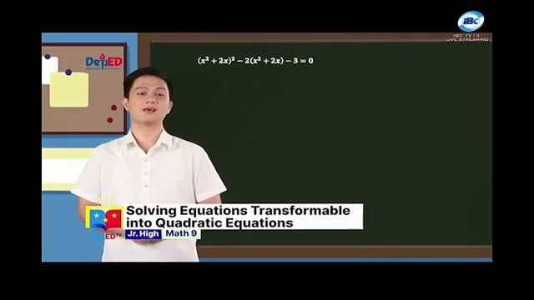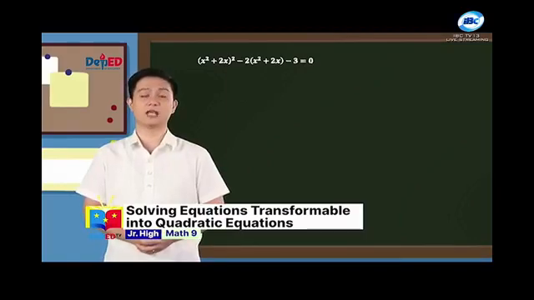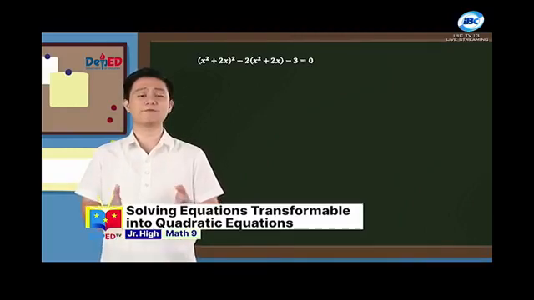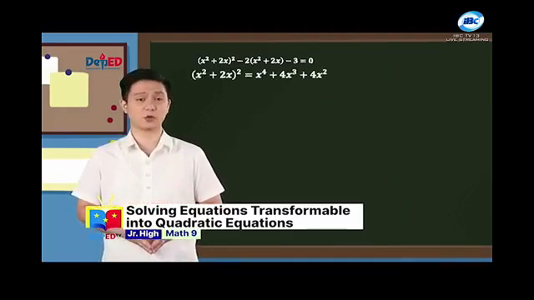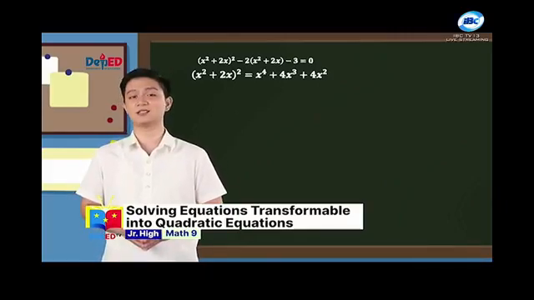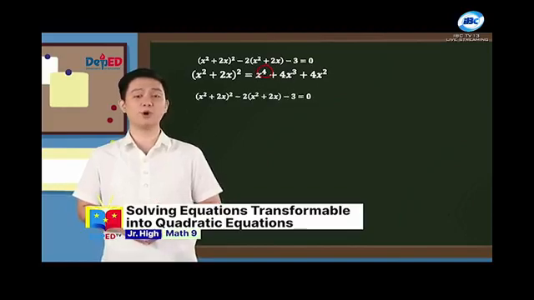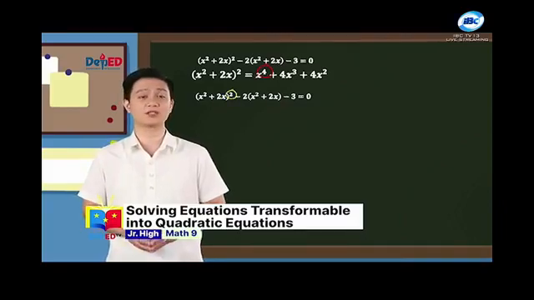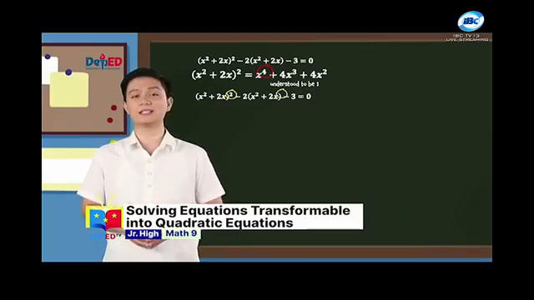We have the binomial x squared plus 2x quantity squared minus 2 times the binomial x squared plus 2x minus 3 equals 0. If we are going to square the binomial x squared plus 2x, then we would see that the equation is not quadratic either. The highest exponent of the variable x is 4. But notice that both the first and the second terms contain the binomial x squared plus 2x, with exponents 2 and 1 respectively. The case is the same. The higher exponent is twice the lower exponent.